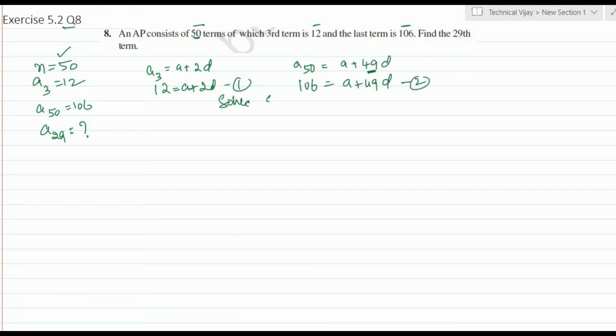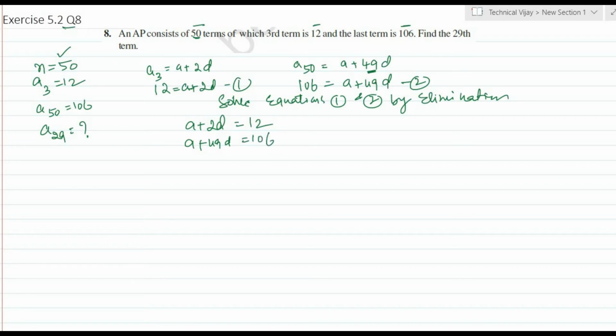So solve equations 1 and 2 by the elimination method, which is easy. A plus 2D is equal to 12. A plus 49D is equal to 106. Here we subtract, so A minus A gets cancelled. Minus 47D is equal to 12 minus 106, which is minus 94. So D is equal to minus 94 divided by minus 47. The minus signs cancel, 47 ones are 47, 47 twos are 94. So D is equal to 2.